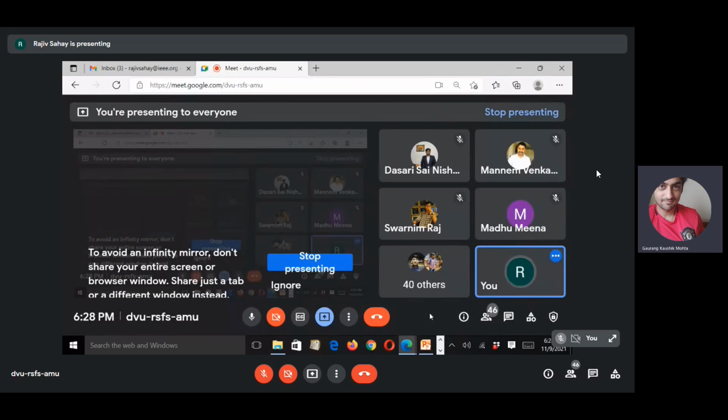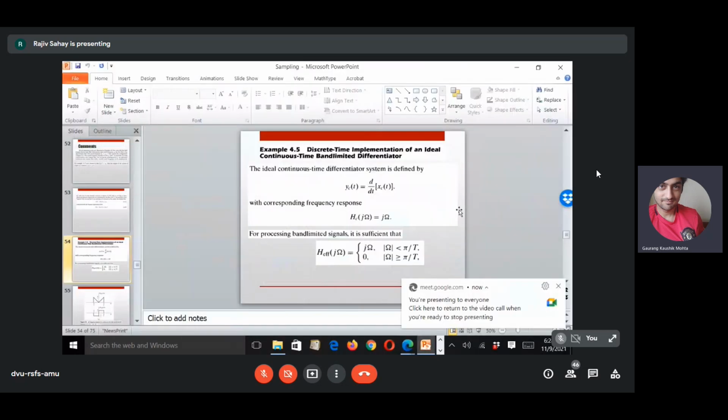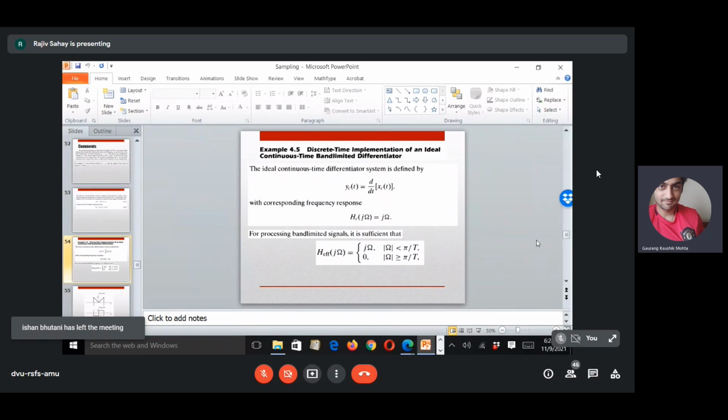That is called a differentiator. So let us look at the differentiator. So earlier we wanted to low pass filter Xc of t. So now I want to emphasize the high frequencies in Xc of t. That is, I want to differentiate Xc of t. That is my goal.